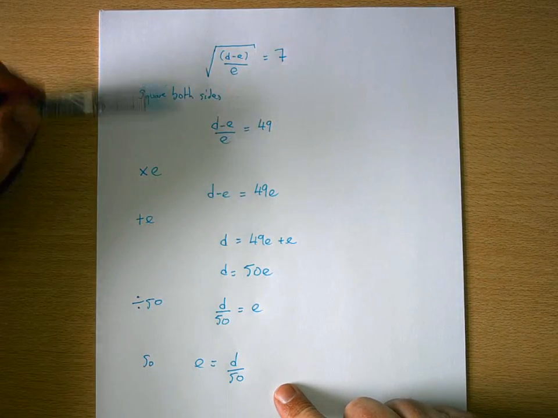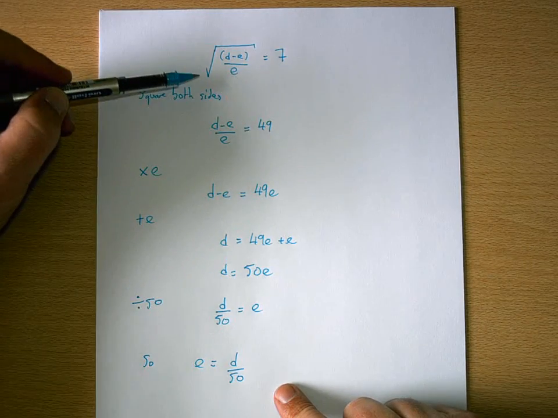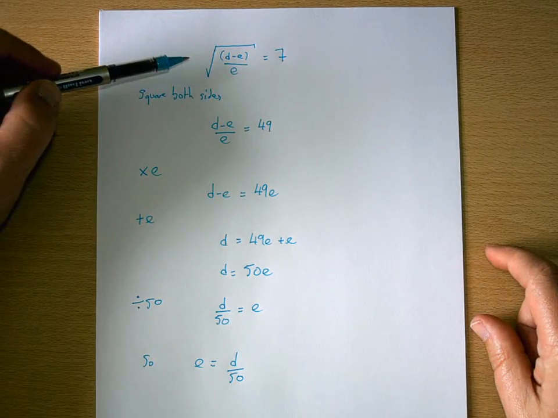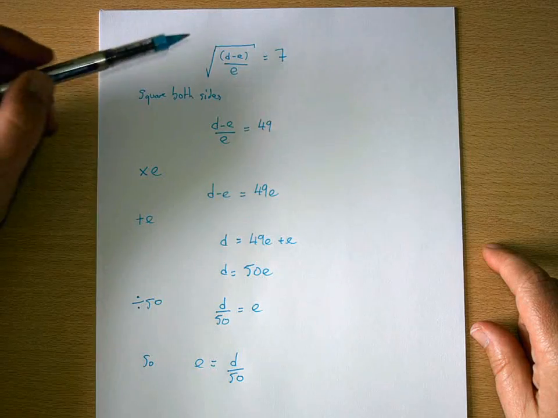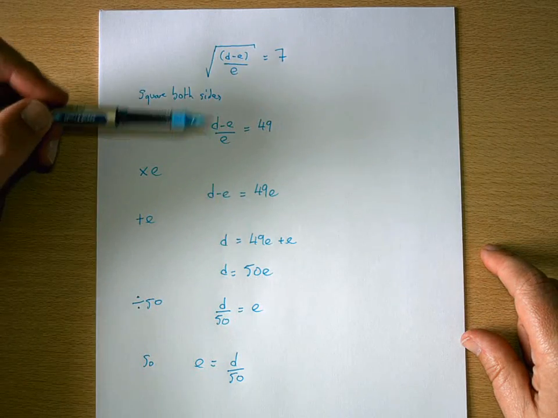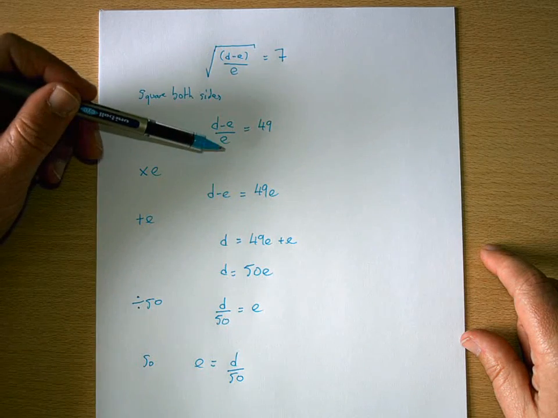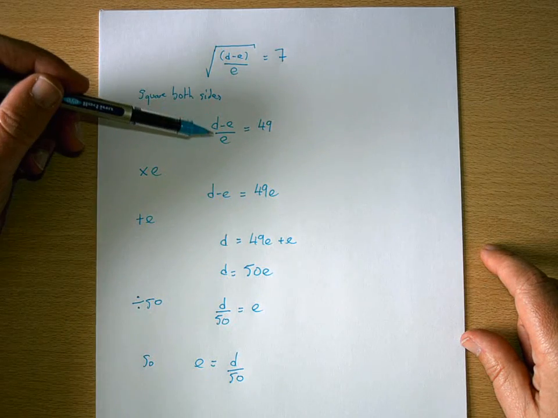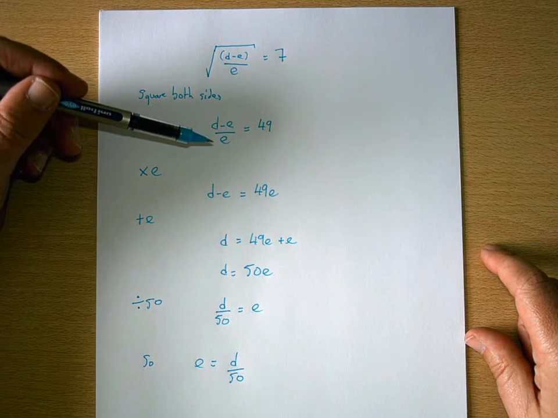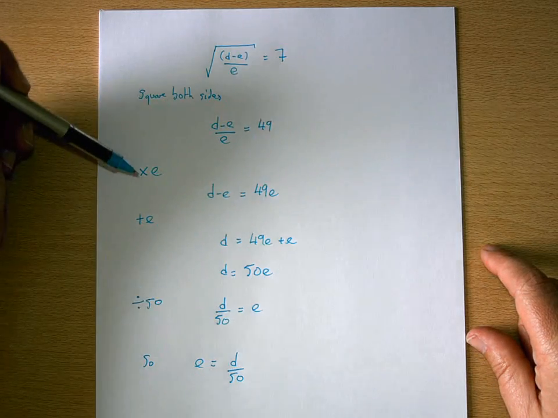So from the top again, first thing we need to do is get rid of the square root in order to get stuck into what's inside the square root. The opposite of square rooting is squaring. So we square both sides, get rid of the square root. On that side 7 squared is 49. Then we deal with the fraction part. We want to get rid of the fraction. Over e means divide by e. The opposite of dividing by e is multiplying by e.